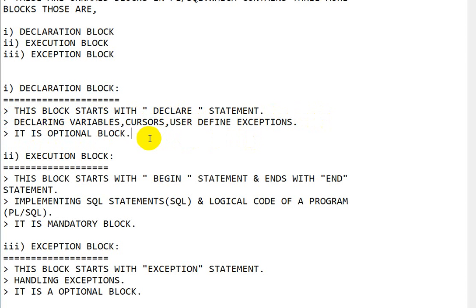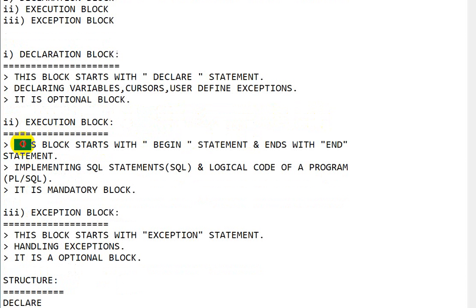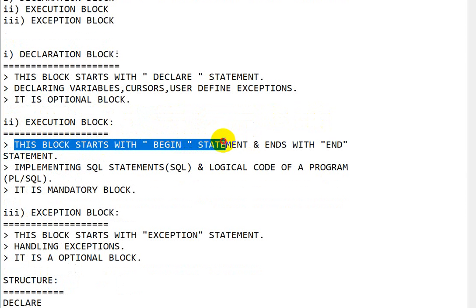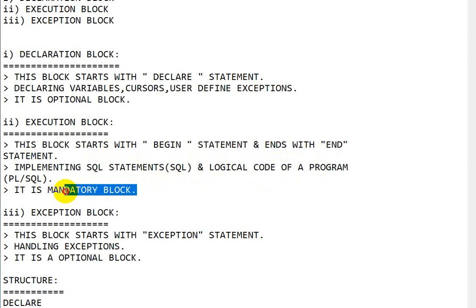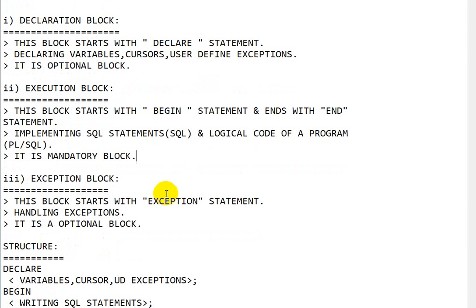And second block is execution block. So this block starts with what? Begin statement and ends with what? End statement. So implementing SQL statement and logical code of a program. So in the execution block what we write? The SQL statement and logical code of a program, and it is mandatory block. So the declaration block is optional block, but execution block is what? Mandatory block.